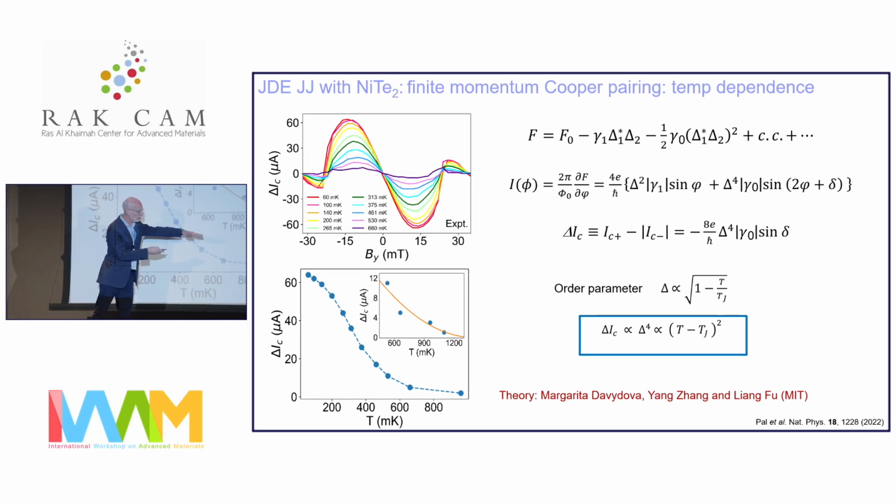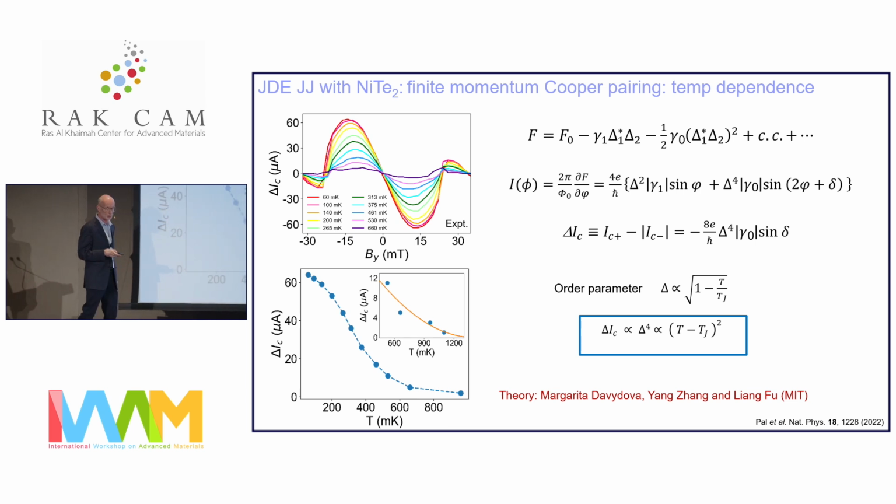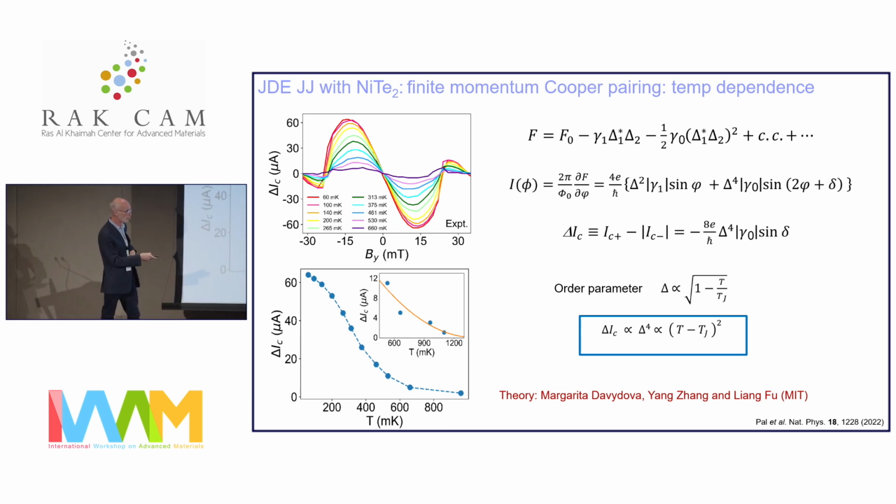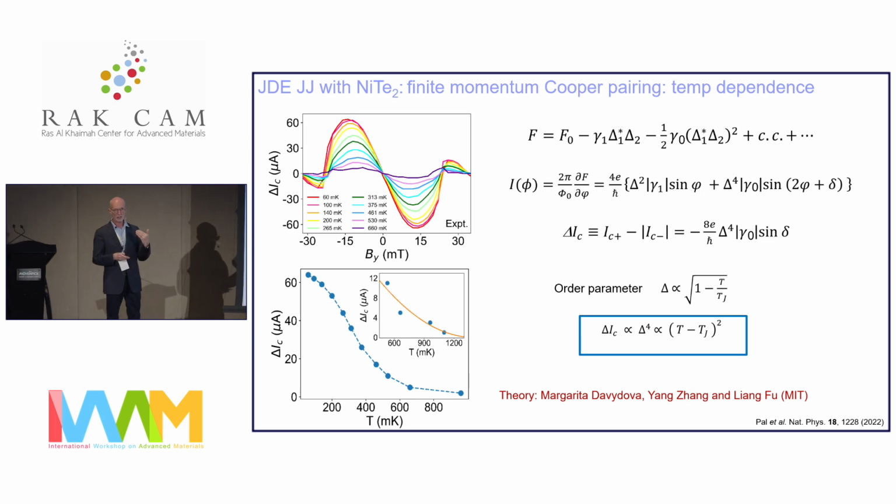It varies as the temperature is reduced away from the order parameter of the proximity-induced superconductivity in the junction. It varies quadratically. And this effectively is what we find experimentally. This simple theoretical model can account for this temperature dependence, and more importantly, it can account for the dependence on this perpendicular magnetic field.